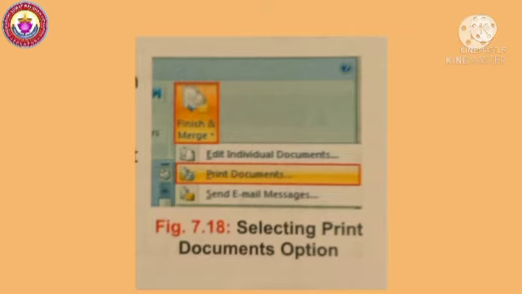The Merge to Printer dialog box will appear. Define the desired printer settings and click on the OK button. The selected records will be printed separately along with the letter.